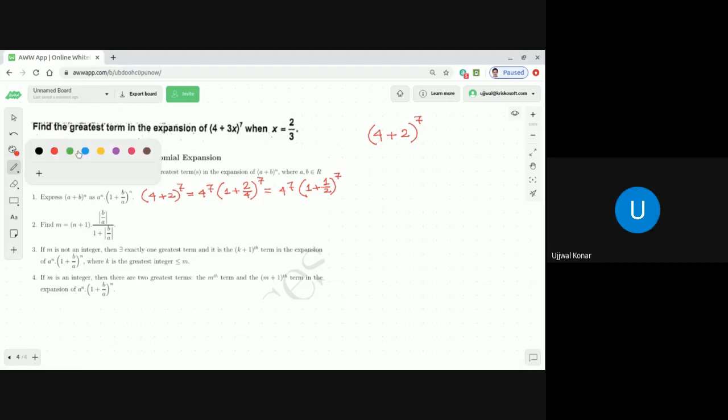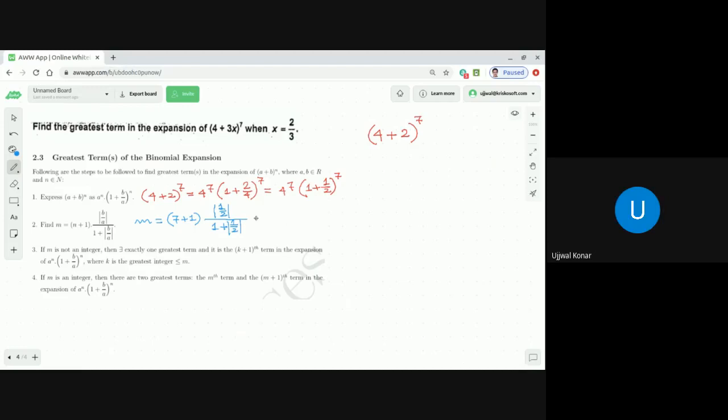Second step, let me do it in a different color. Find the value of m, where m is equal to n plus 1, so 7 plus 1, into mod of b by a. Mod of b by a is what? Mod is not required because here all terms are positive. So it is 1 by 2, divided by 1 plus 1 by 2. If you want to write mod, that is the exact replica of the steps, but it is actually 1 by 2.